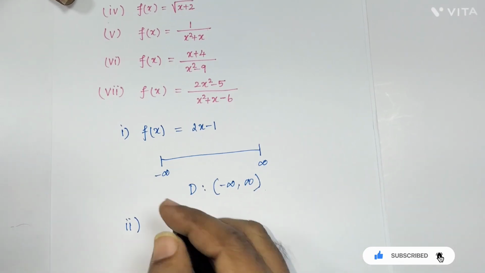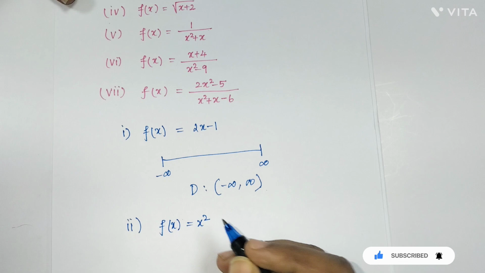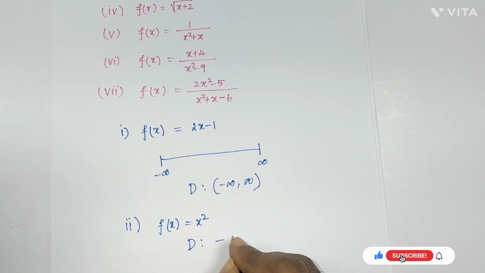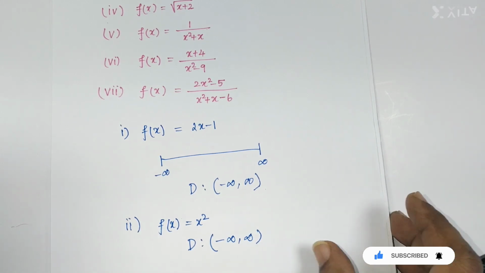G of x or f of x, a function we can define, that's it. F of x equal to x square. Here also you will have only one term. The domain we can write simply, already we know how to fix the domain. Here also we can apply minus infinity to plus infinity, real numbers. This minus infinity and plus infinity are not included.